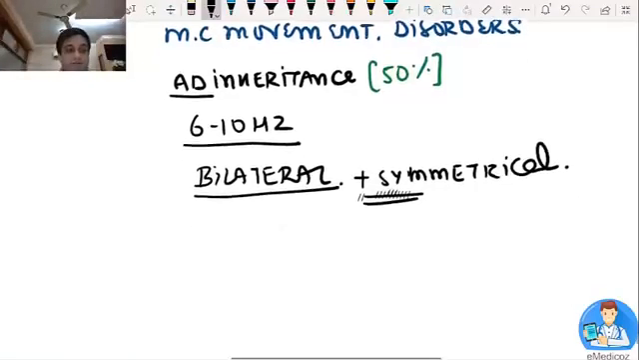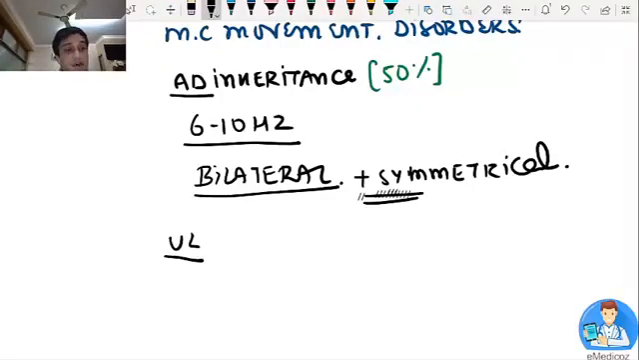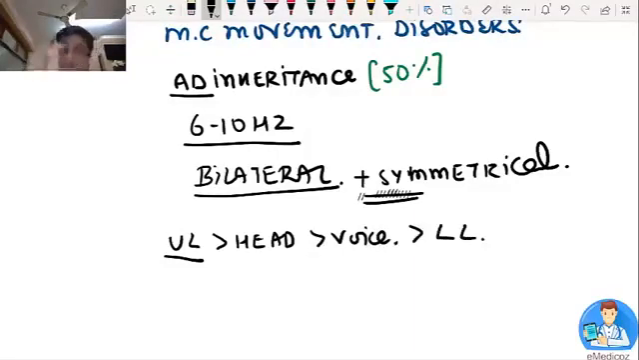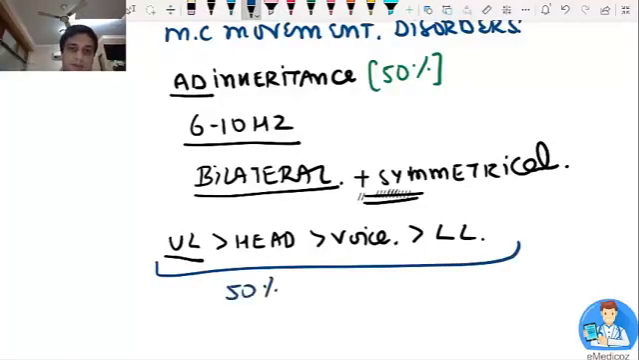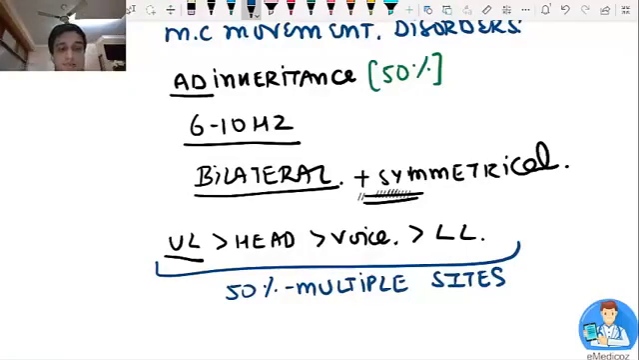A few extra points. They commonly affect the upper limb, followed by the head, the voice, and then the lower limb that we can see. So the upper limb is more frequently affected, and the least frequently affected in this order is the lower limb. But 50% of these patients have the disease not at one point in the body, they have it at multiple sites. So these tremors happen on multiple sites in around 50% of these patients.